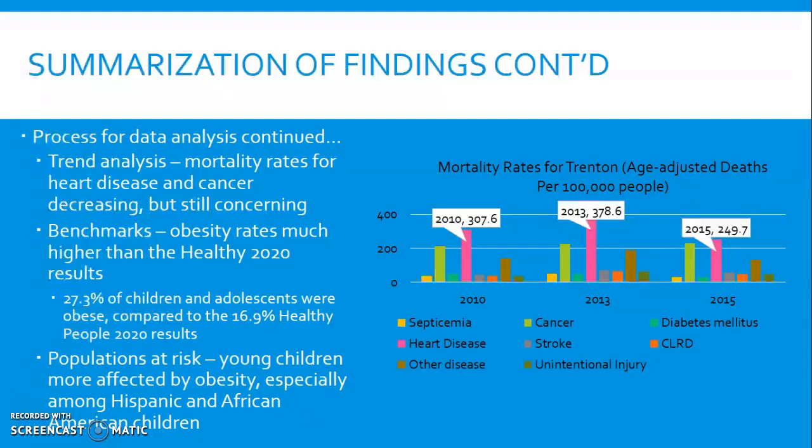Finally, it is also important to identify the populations at risk so as to target which groups are in most need. The results of this assessment showed that young children in this community are most affected by obesity compared to adults, especially among Hispanic and African American children, who we've already established comprise a majority of the population.